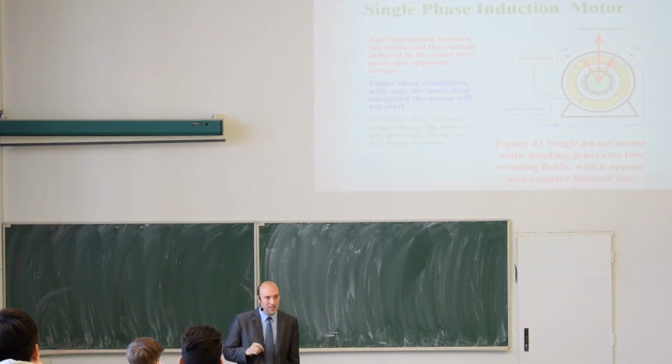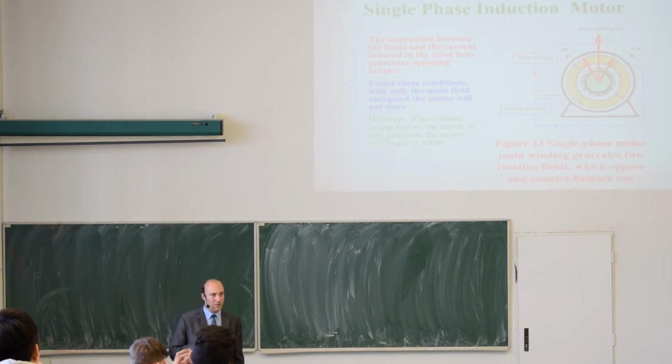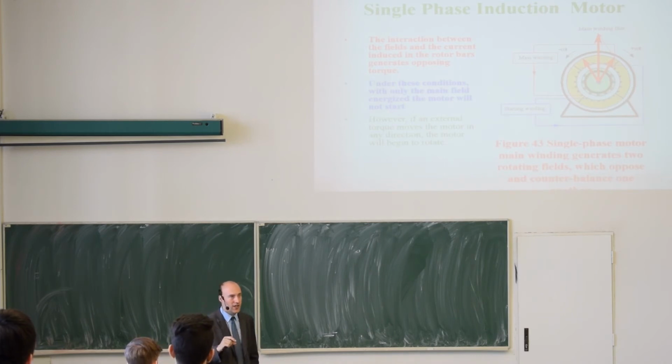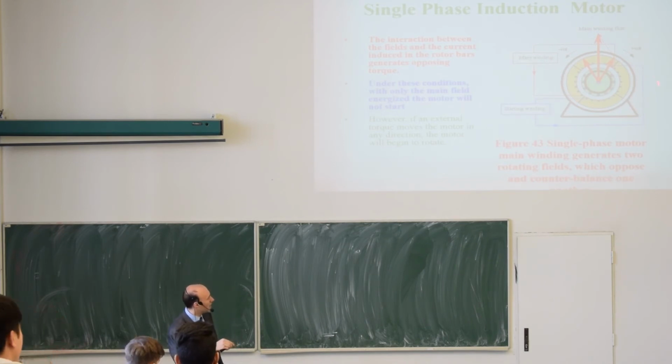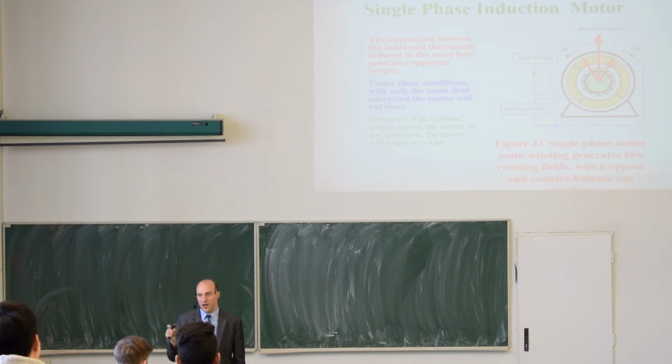For this reason, single-phase induction motors are typically built in such a way that only the main winding is designed for a continuous current. So only the main winding is designed, meaning the wire diameter and cooling are done in such a way that it can work. But the starting winding is designed so that the starting current is happening only for a short period of time.